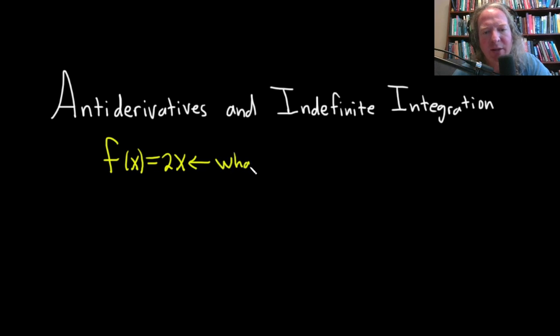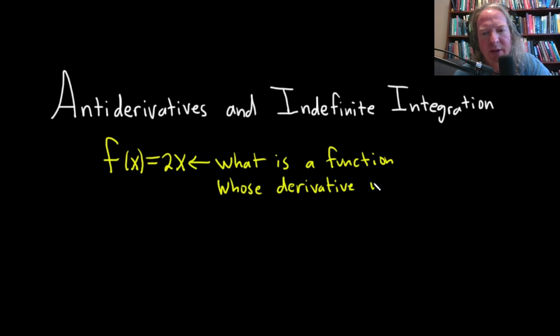Whose derivative is 2x? And it's a pretty easy question if you already know calculus. You might say x squared, right? X squared is an example of a function whose derivative is 2x, because you can bring the 2 down and subtract 1 from the exponent, basically just applying the power rule, and you'll get 2x.